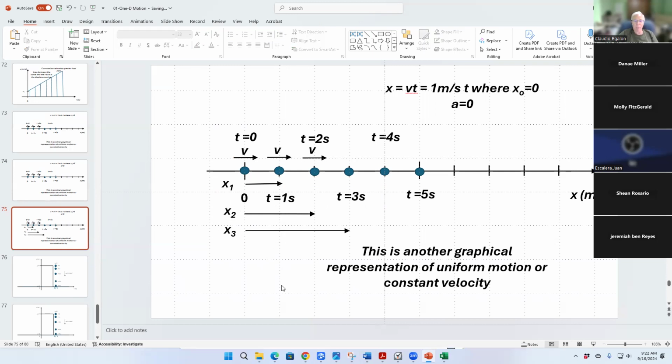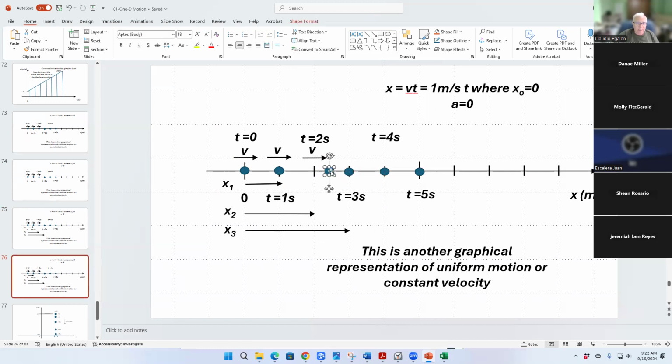Now it's becoming very busy, this graph. And so on. That would be x3, x4, x5, and so on. Now let's go for another representation of another type of motion. Instead of having these dots evenly spaced, the spacing between those dots is going to increase as time goes by. Here is t equal to 1. Here is going to be t equal to 2.